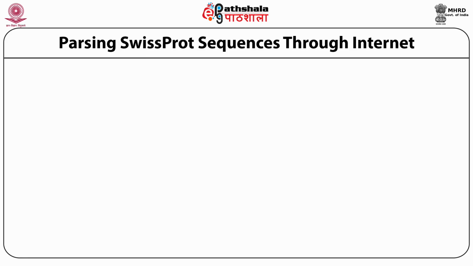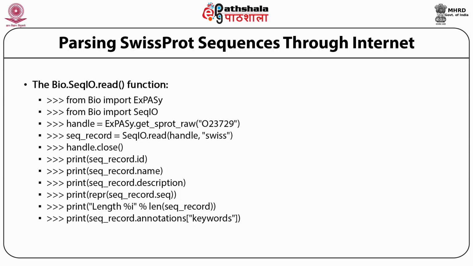Parsing Swiss-Prot sequences through the internet. In the earlier slide, we saw how to parse a GenBank sequence. Similarly, it is also possible to access other databases. Here is another example where we parse a Swiss-Prot sequence database. Once again I use Bio.SeqIO and its read function, and then I have to import the ExPASy module, which is where we get the data from. So I say from Bio import ExPASy. The case should be as shown in the slide, so capital E and X, capital PAS.